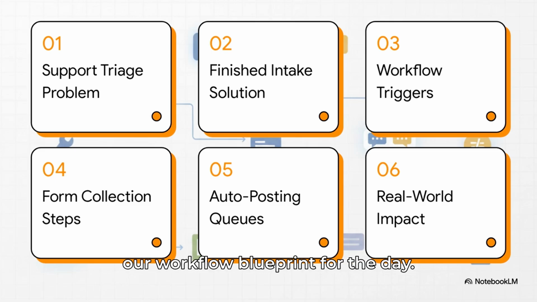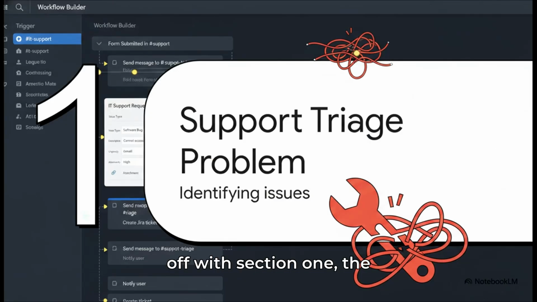Think of this as our workflow blueprint for the day. We're going to cover: 1. The support triage problem, 2. The finished intake solution, 3. Setting the workflow trigger, 4. Adding form collection steps, 5. Auto-posting to a support queue, and finally, 6. The real-world support impact. Starting off with Section 1, the support triage problem.